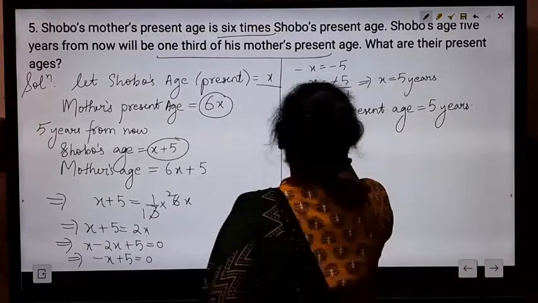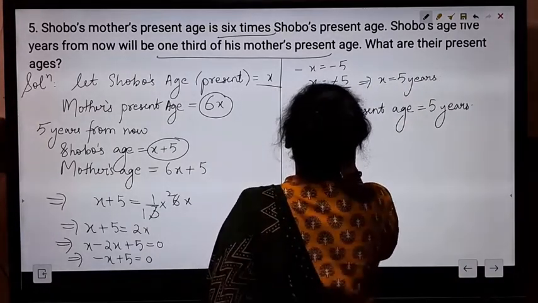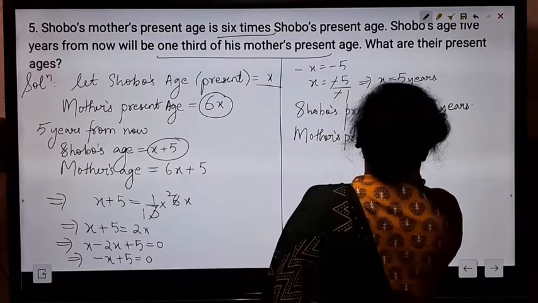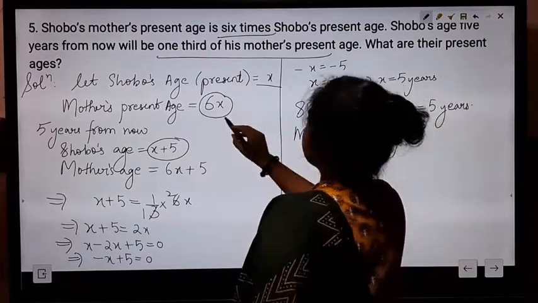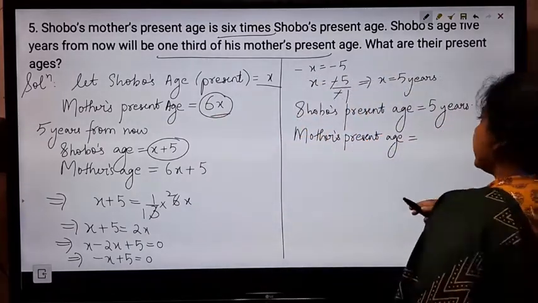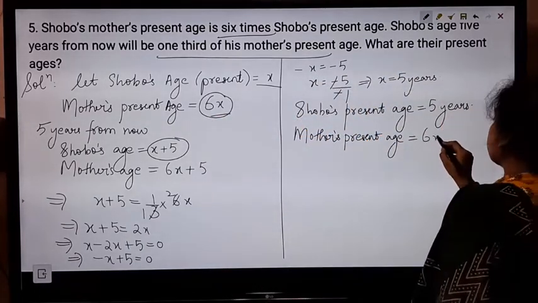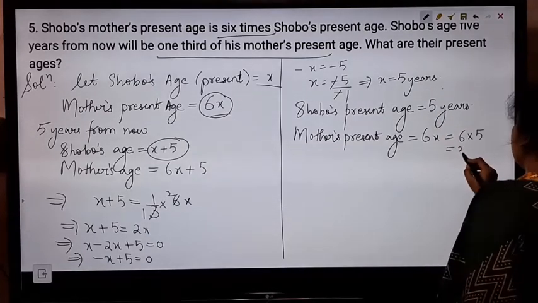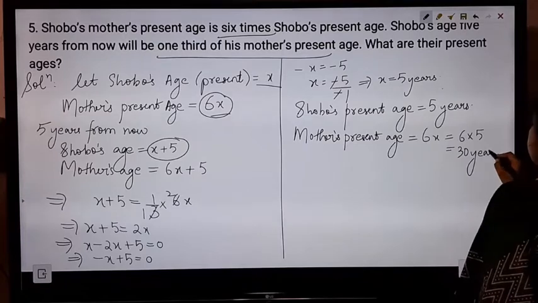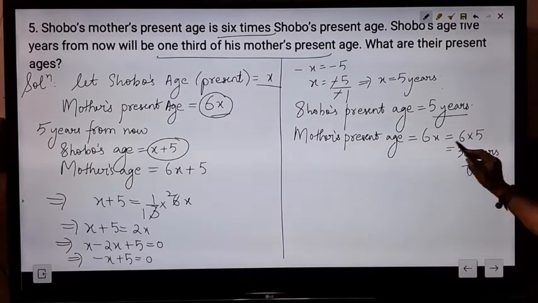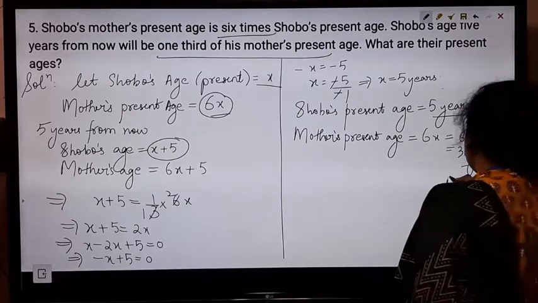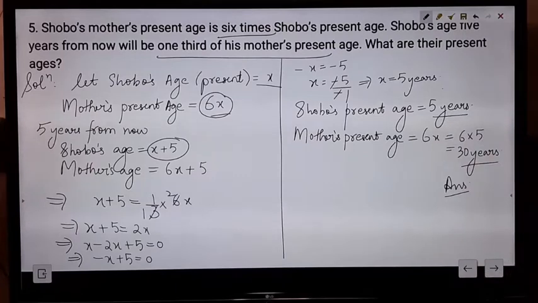And also we have to find mother's present age. What was mother's present age? We considered mother's present age to be 6x. So mother's present age should be 6 into x. The value of x is 5. So we have 30 years as the answer for the mother's present age. Shobo is 5 years old and his mother is 30 years old. This is our answer.